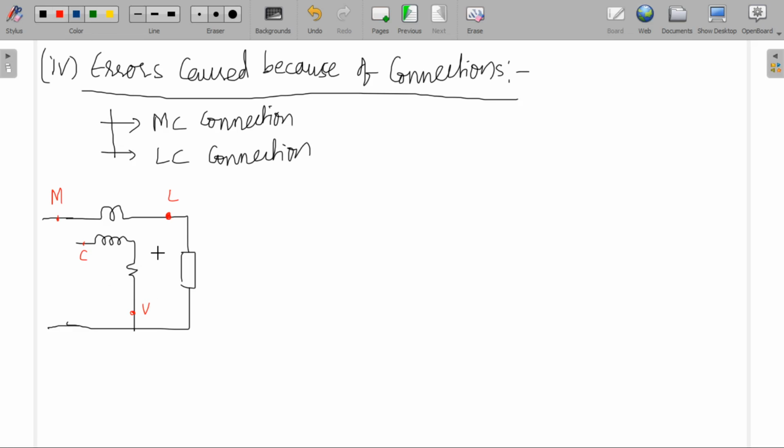Now this is connection 1. In connection 1, what we do is we join these two terminals. We join M and C terminals like this. MC terminals are shorted. That's why it is the MC connection.